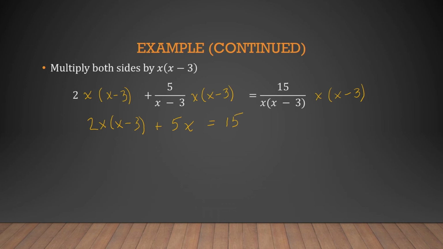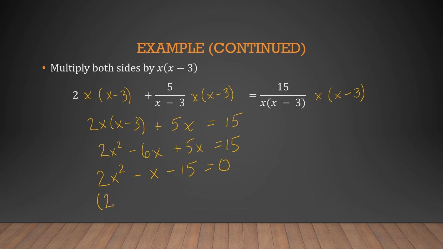Now I'm continuing to solve like a regular quadratic equation. I'm going to distribute the 2x. We get 2x squared minus 6x plus 5x equals 15. And then because it's a quadratic equation, I'm going to gather all the terms on the left side. So I have 2x squared minus x minus 15 equals 0.